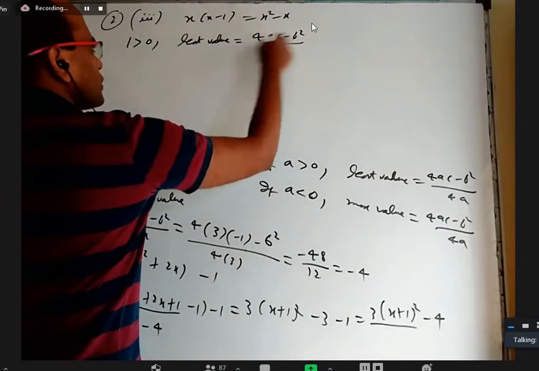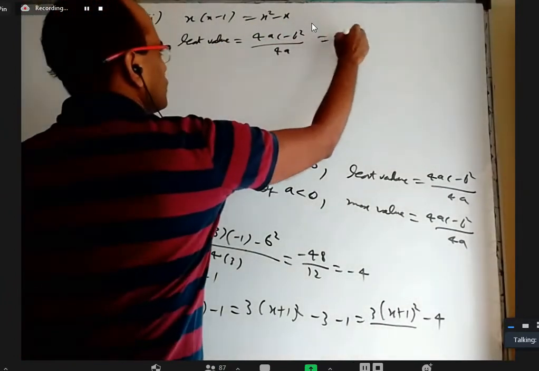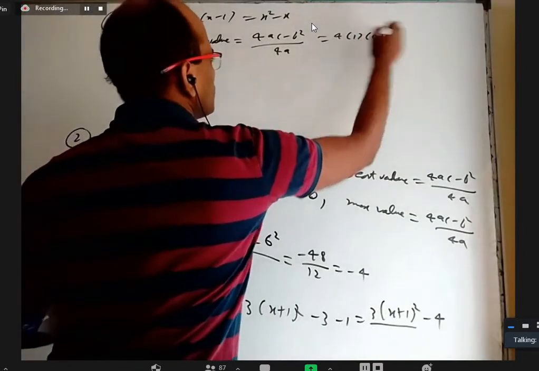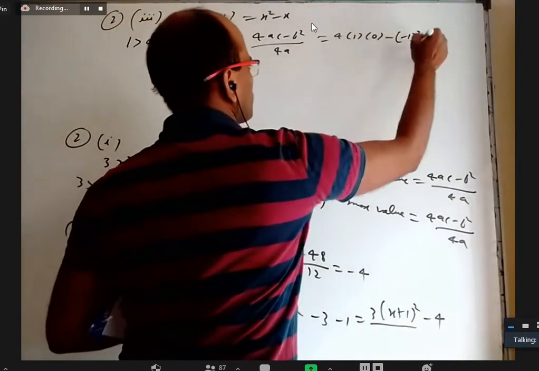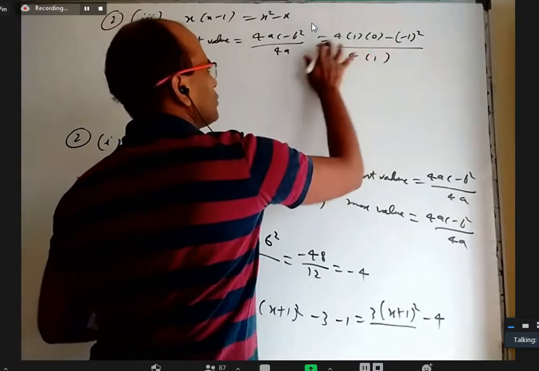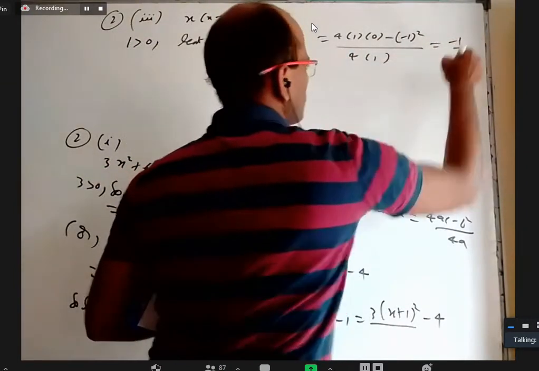4ac minus b square by 4a. 4 into a is 1, c is not there, so 0. Quotient x is minus 1 whole square by 4 into 1, which is minus 1 by 4.